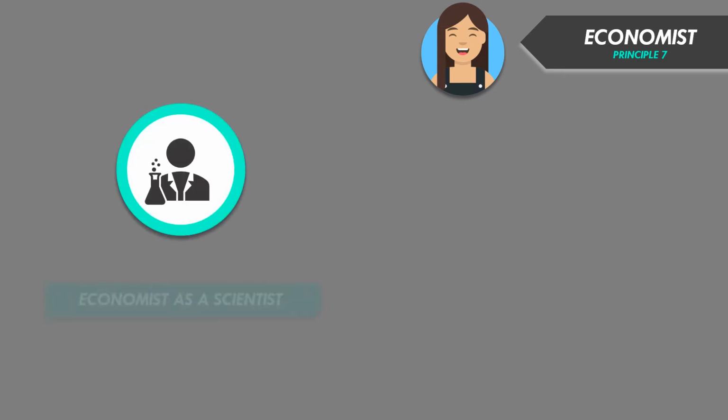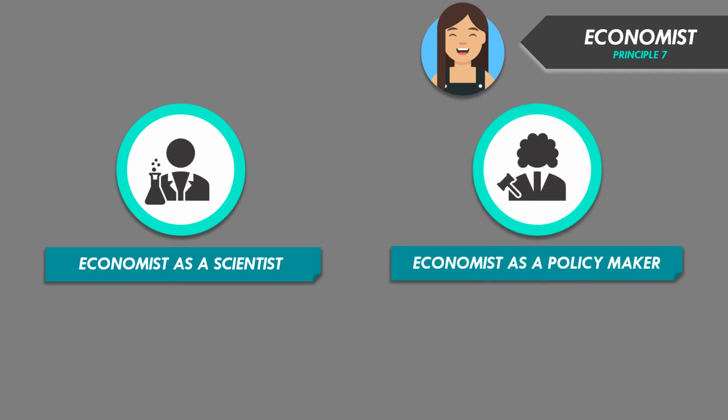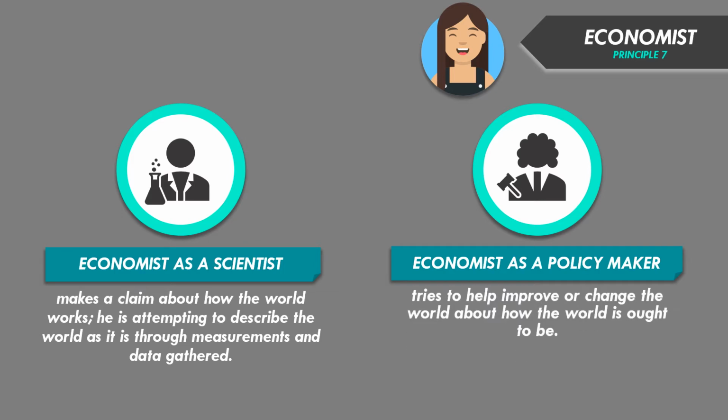Now, switching gears, after knowing about this principle, let us now know what an economist is. What does he do? How does he think? Who is an economist? There are actually two kinds of economists: an economist as a scientist and an economist as a policymaker. An economic scientist is making a claim about how the world works. He is attempting to describe the world as it is through measurements and data gathered. An economic policymaker, however, is trying to help improve or change the world about how the world ought to be.